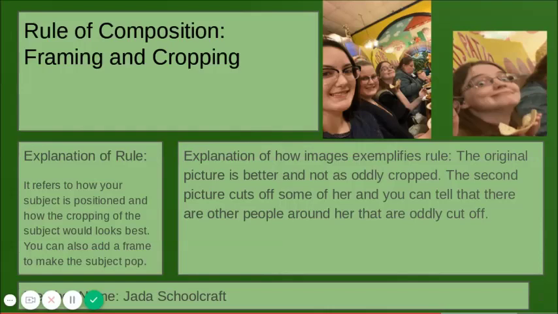Framing and cropping refers to how your subject is positioned and how the cropping of the subject would look best. You can also add a frame to make your subject pop. The original picture is better and not as oddly cropped. The second picture cuts off some of her and you can tell that there are people around her that are oddly cut off, as well.